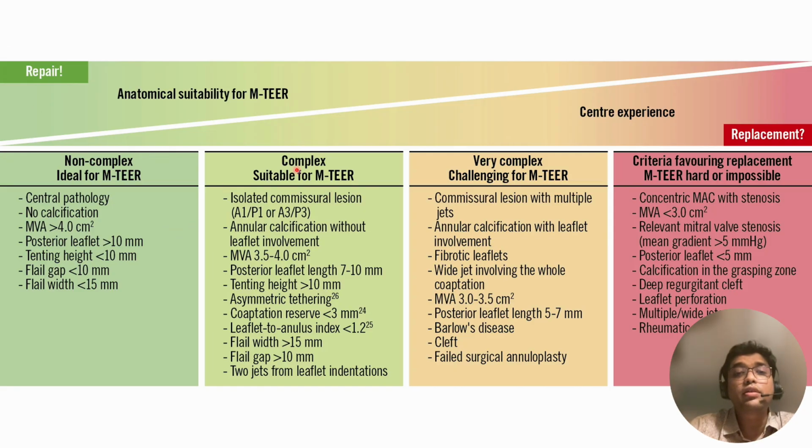And slowly, as the center's experience gradually increases, they can opt for complex or very complex or challenging cases for MTEER therapy. But these are the criteria where replacement offers a better option for the patient: concentric mitral annular calcification with stenosis with mitral valve area less than 3 centimeters square, relevant mitral valve stenosis with mean gradient more than 5, posterior mitral leaflet less than 5 millimeter, calcification in the grasping zone, a deep regurgitant cleft, leaflet perforation, multiple wide indentations, and rheumatic heart disease.